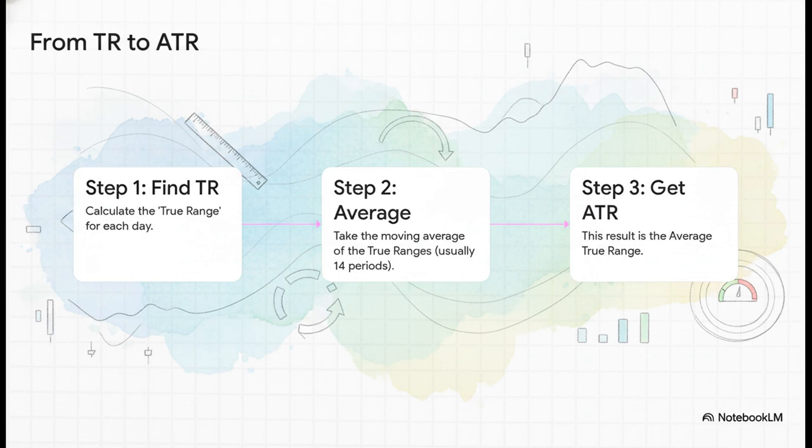And from there, the logic is really straightforward. First, you find that true range, that full price stretch for each day. Then you just calculate the average of those daily ranges over a certain amount of time, usually about 14 days. And that final number you get, that's it. That's your average true range.